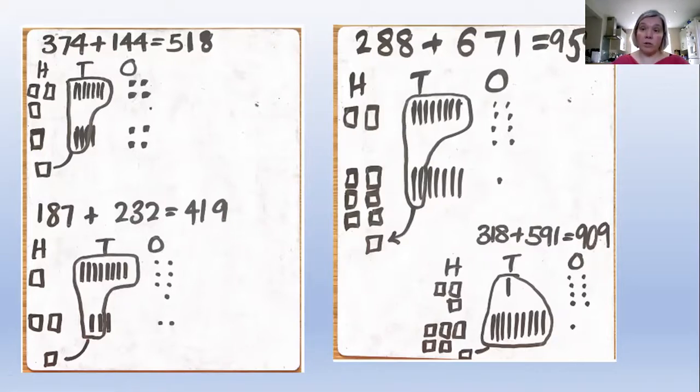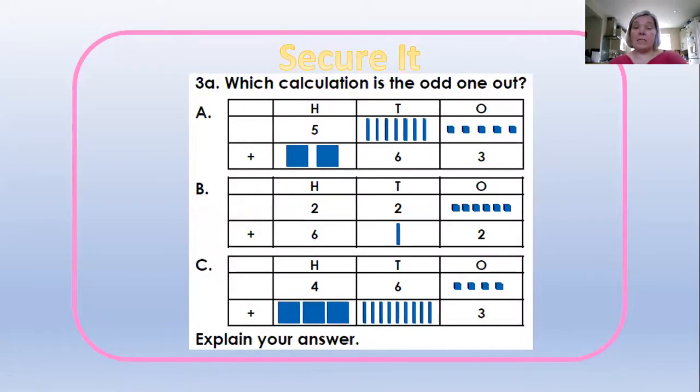You have got a secure it coming up now, okay, and it says which calculation is the odd one out. So first of all, you need to solve the calculations. Okay, this is all one calculation. So here we've got 500, 1, 2, 3, 4, 5, 6, 7 tens, and 1, 2, 3, 4, 5. So you've got 575 plus 263. So you need to do that calculation.